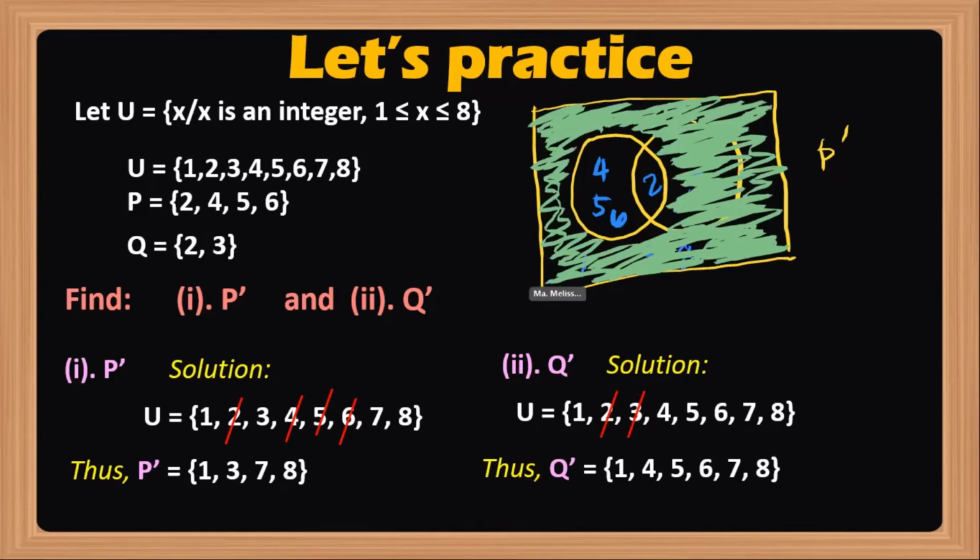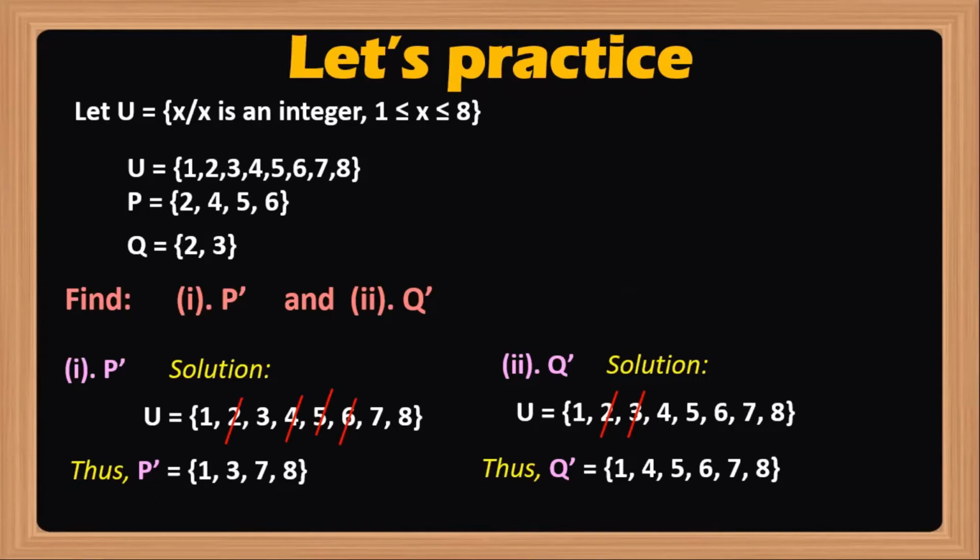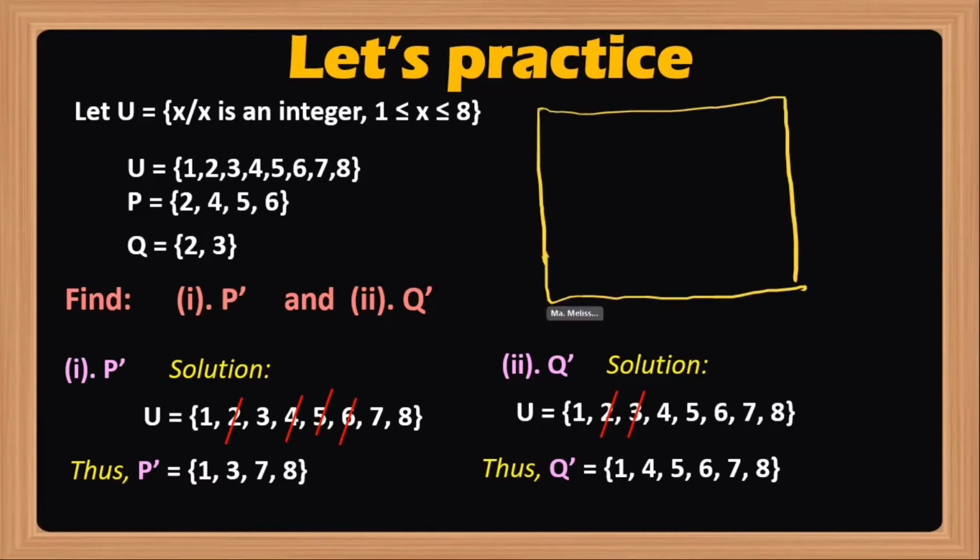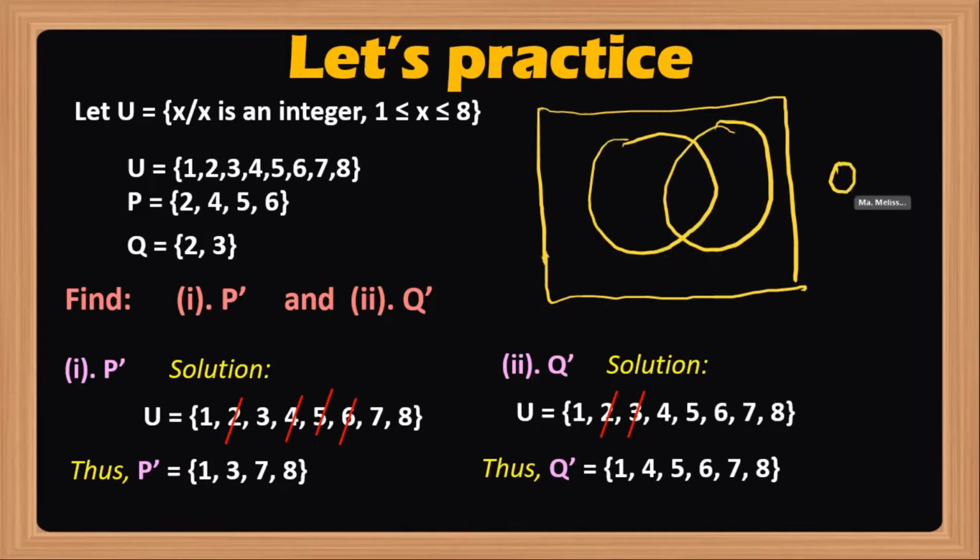How about the Q complement? For the Q complement, we just draw lang ulit. Looking for the Q. This is letter P. This is letter Q. And this is 2, 4, 5, and 6. This is 3. This is 1, 7, and 8. Now, when we talk about Q complement, outside of Q, what are the elements outside ng letter Q? So, ito outside ng Q.